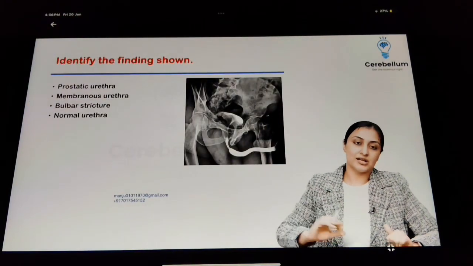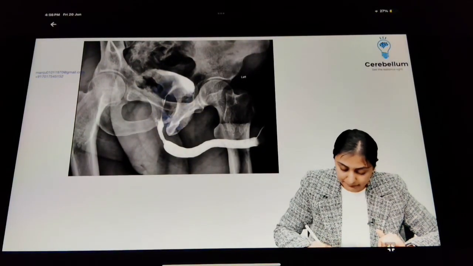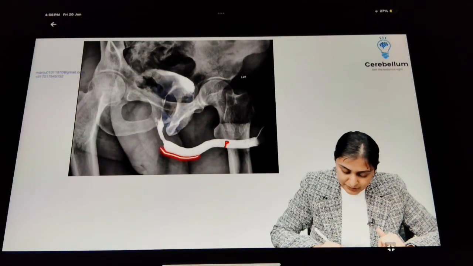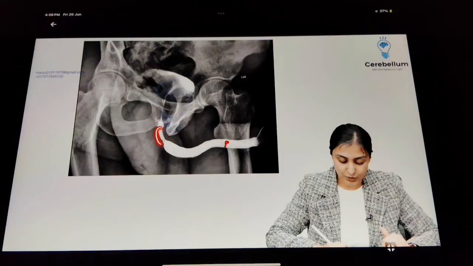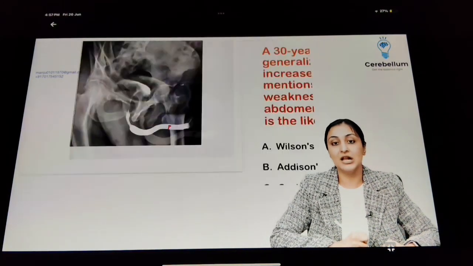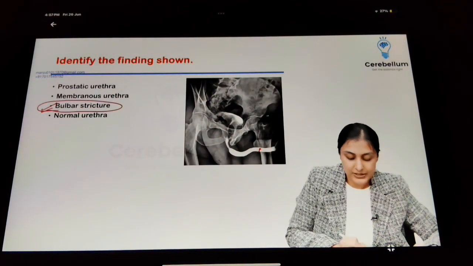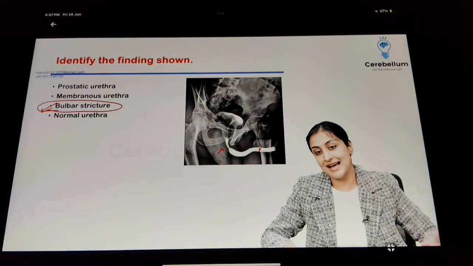So here we have an RGU. They're asking us the finding. Let's see the RGU first. You can see that the penile urethra is normal. This is the level of the bulbar urethra. And what can we see? The bulbar urethra, instead of tapering normally in the distal part and almost involving membranous as well, has a stricture. So the better answer here is a bulbar stricture, right? So we see a bulbomembranous junction / a bulbourethral stricture.